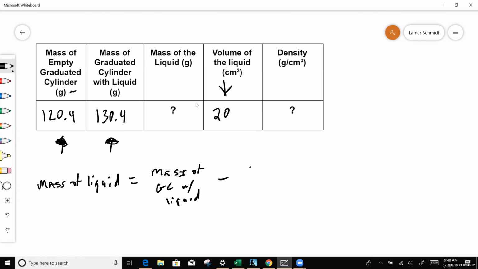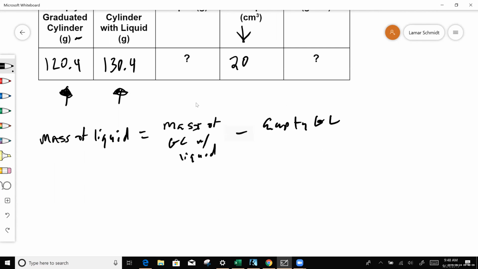Minus empty graduated cylinder, GC, right? Anyone have a problem with that? Yeah, I know you can't read my writing, but you can hear what I say. All right, and you can also put on the subtitles, and then you can read it.